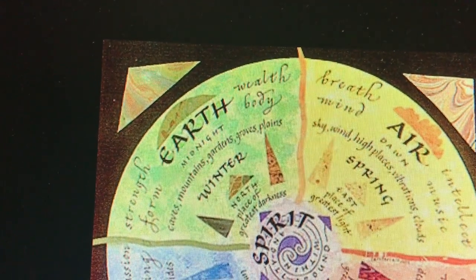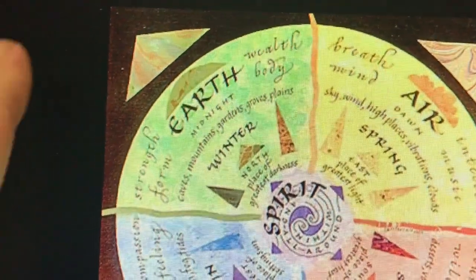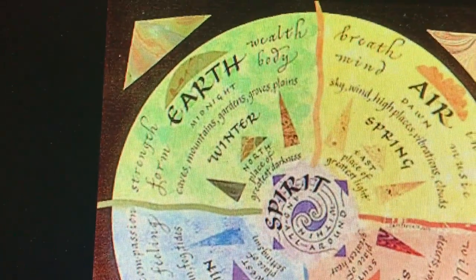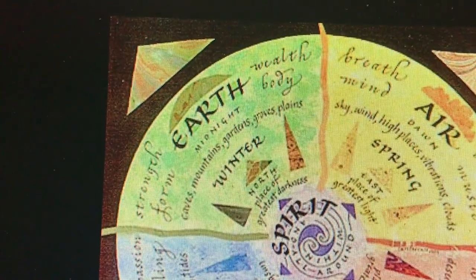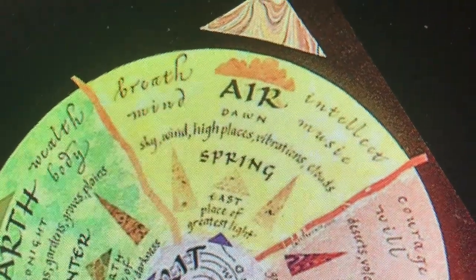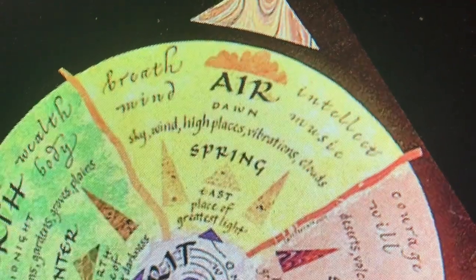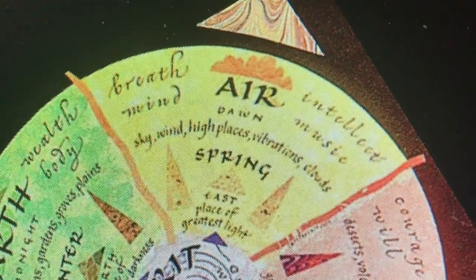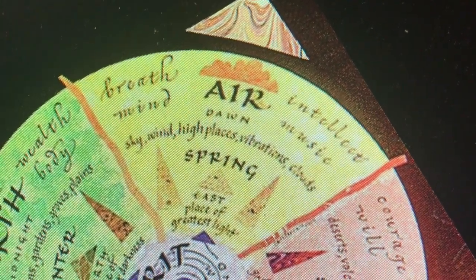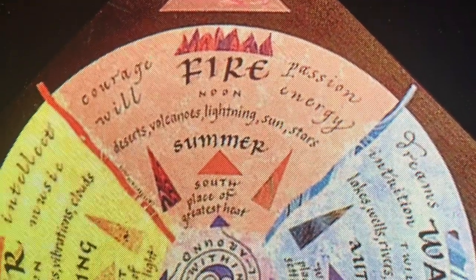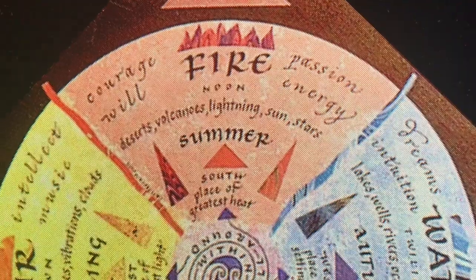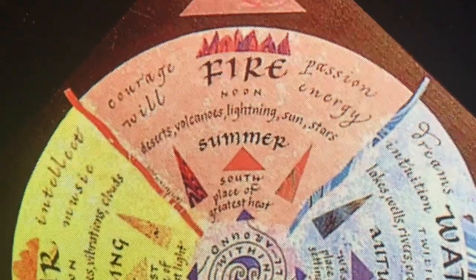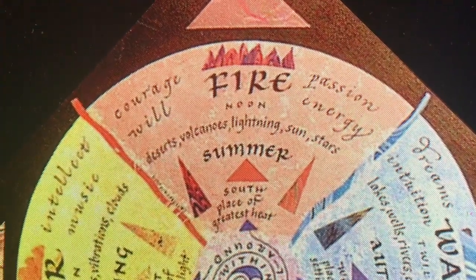Strength, form, wealth, body. The time of day it's associated with is midnight. It's also associated with the direction of north and the place of greatest darkness. Then we have air, which is associated with dawn or the east, springtime, breath and mind, intellect, music, the place of greatest light. Then we have fire, or the suit of wands, which is associated with courage and will, passion, energy. The time of day it's associated with is noon. The direction it's associated with is south.